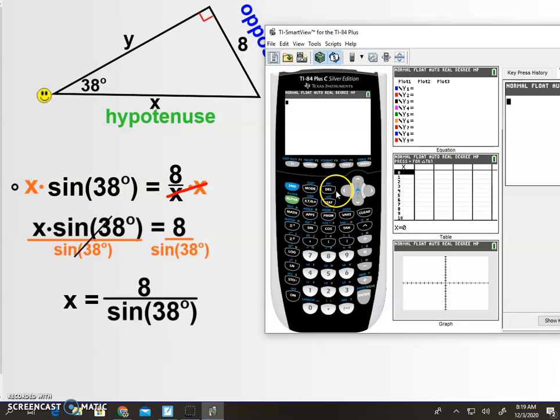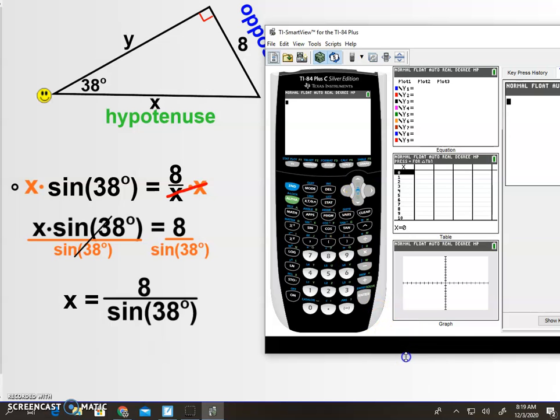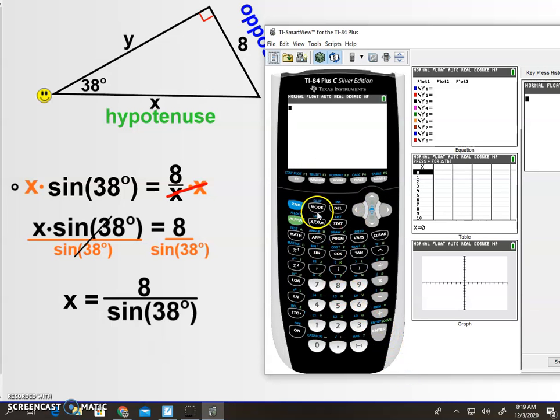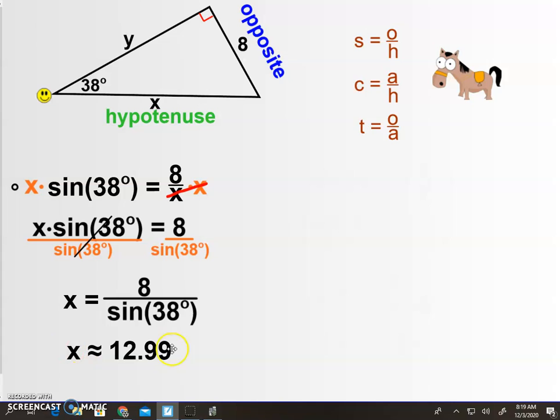So I'm going to get out my calculator, and I'm going to go ahead here and type in 8 divided by the sine of 38. And that gives me about 12.99. And so that's my value for x.